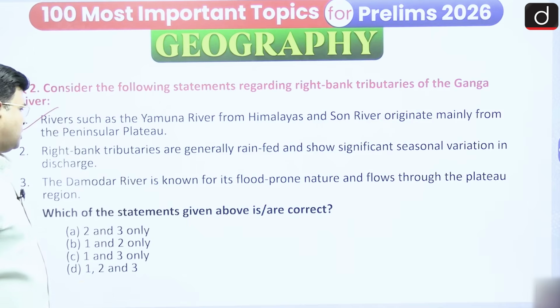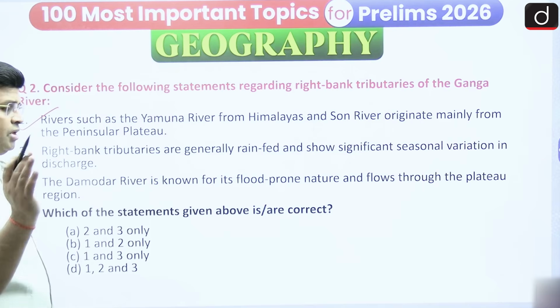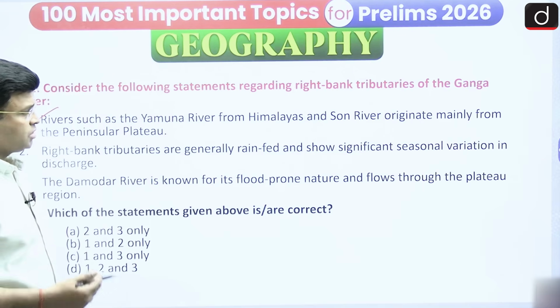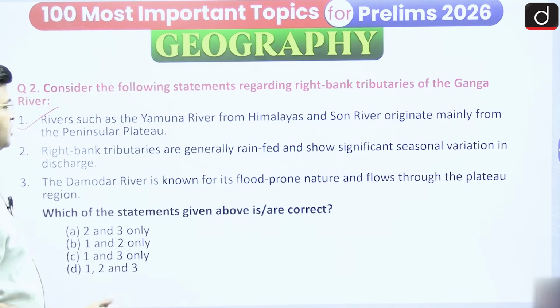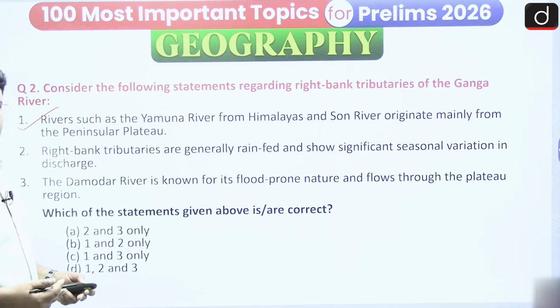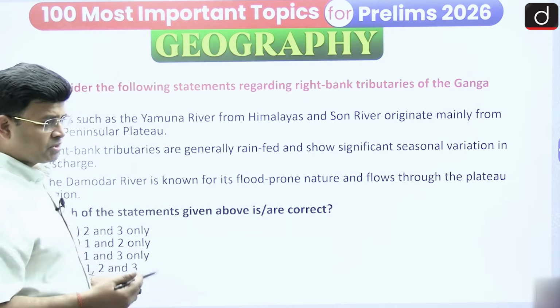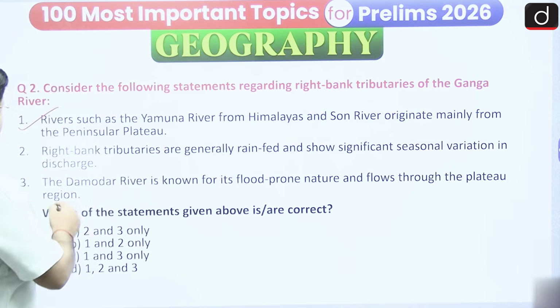Another one: the right bank tributaries are generally rain fed and show significant seasonal variation in discharge. Yes, they are monsoon based, depending on the rain, and there is seasonal variation. In the rainy season there is a good amount of water in the rivers, but during the dry season the water is less. So this statement is also correct.